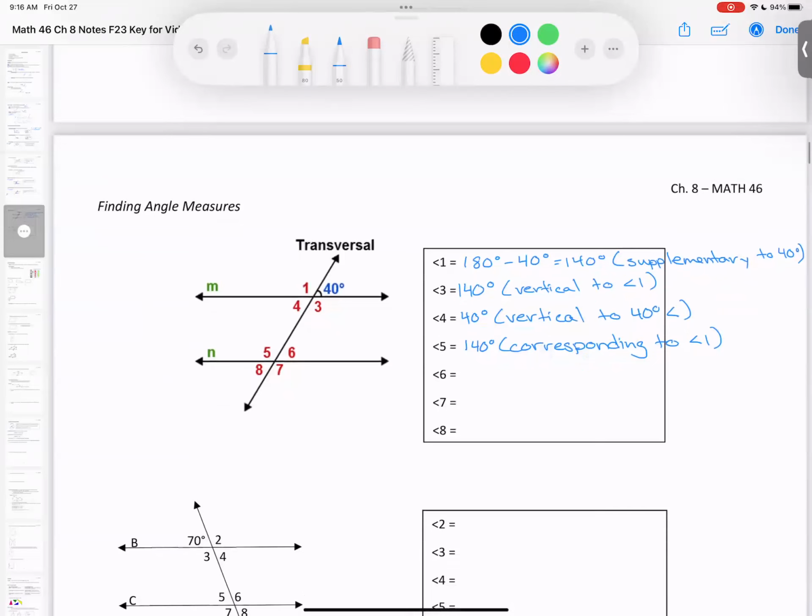Angle 6. Well, we could use 5. Let's use 5. 5 is 140 degrees, so 6 must be supplementary to that, which means it must be 40 degrees. If you said it was corresponding to that 40-degree angle, you would also be correct here. Or you could also say it's an alternate interior angle to angle 4. Like I said, there's many ways to do these. So I'm going to say it's 40 degrees because it's supplementary to angle 5.